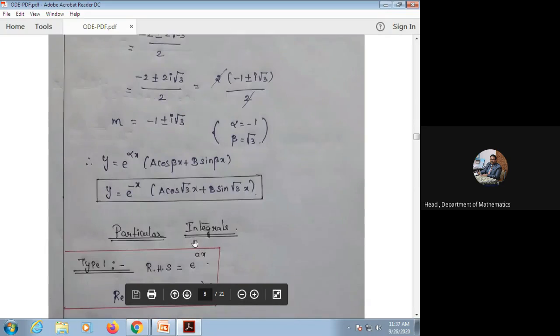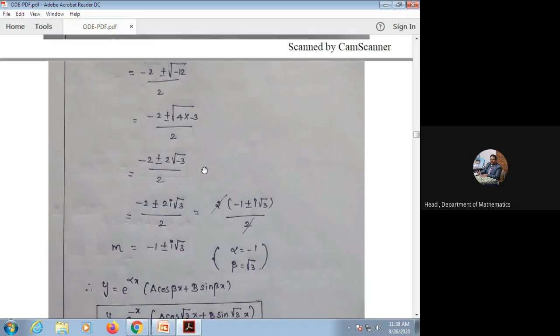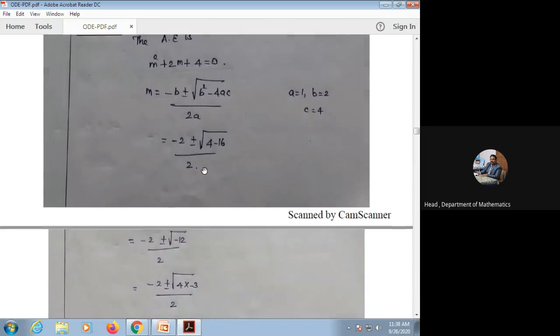We have to use the third case formula because our roots are imaginary roots. These problems find only the complementary function because only the left hand side term is given. The right hand side is not given because the right hand side value is 0.